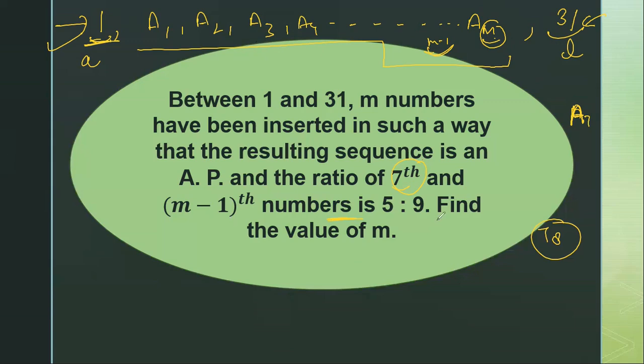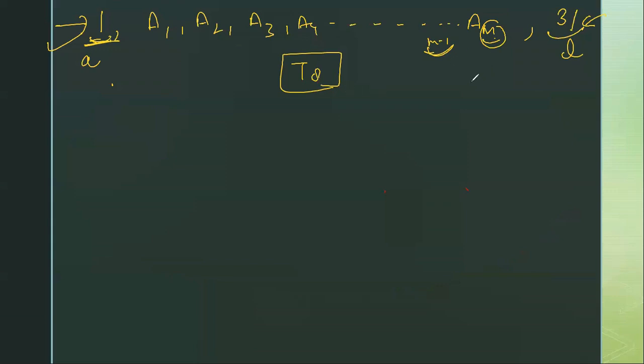So their ratio is 5/9. We have to find out the value of m basically. Okay, so we have understood the question. Now basically they are talking about the eighth term from the starting, and for m minus 1 we have to add 1, because for the seventh number, they are talking about the eighth term, because we have added these two also. And when they are talking about the m minus 1th number, it means they are talking about the mth term, right? So their ratio means T8 and T of m, that is equal to 5/9. This is given to us.